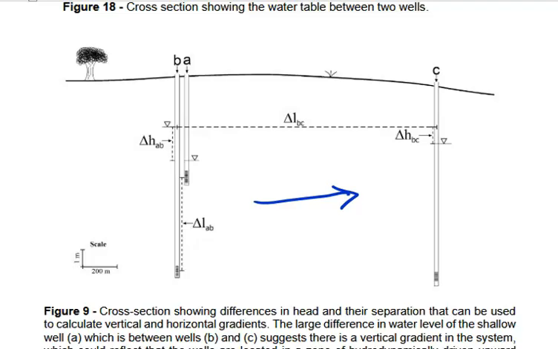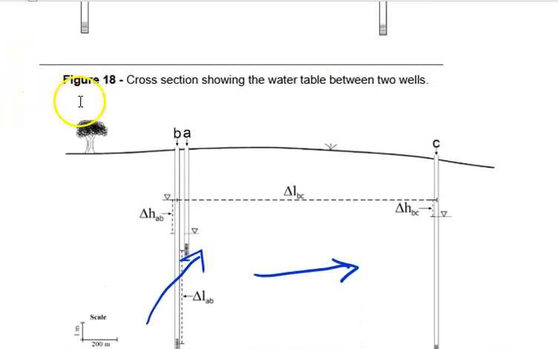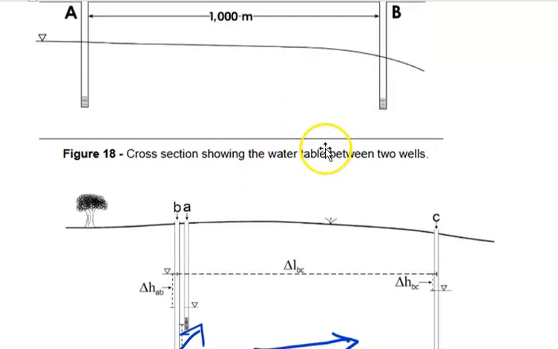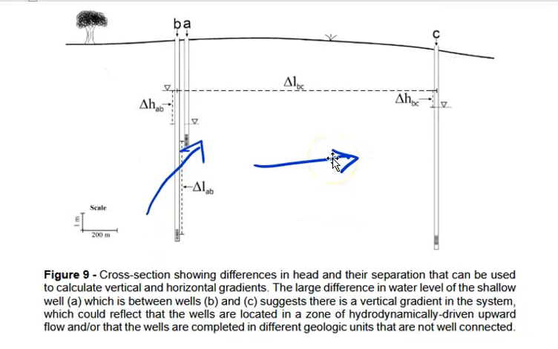So you have an upward component of flow, right? High head down here, lower head up here, and it could be the opposite. So Darcy's law is actually three-dimensional, so it's not just flowing in one direction. We actually had an underground storage tank site where we had exactly this, and it really confused us until we were like, oh yeah, that's right. There must be some vertical component to the flow.